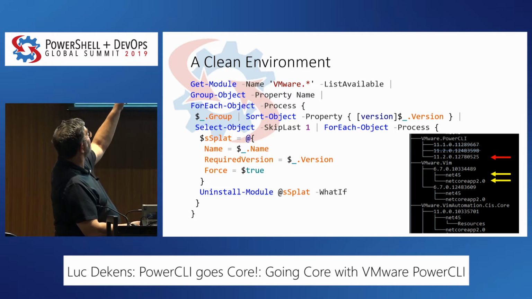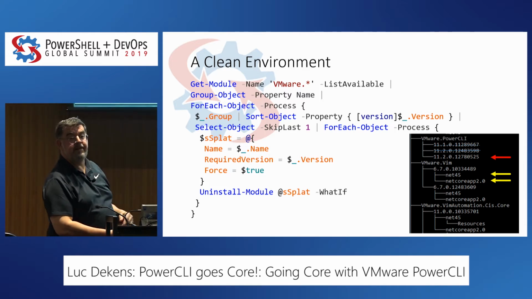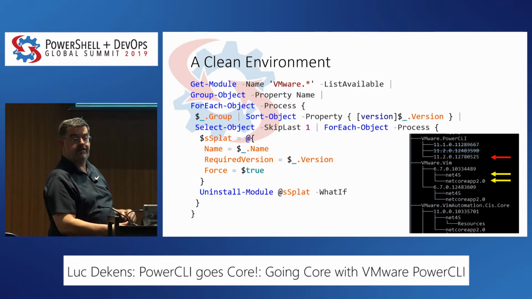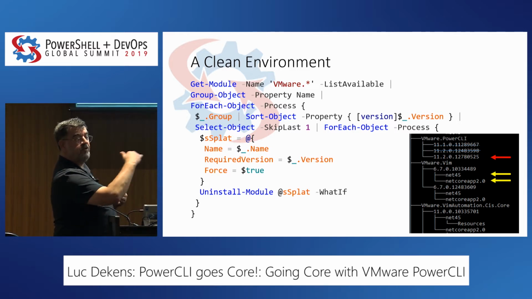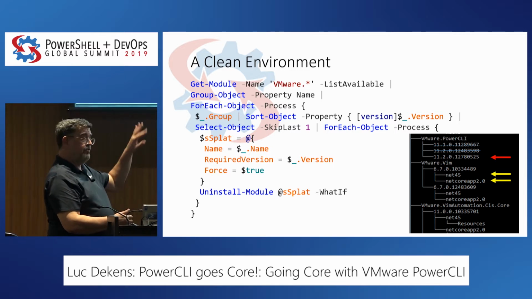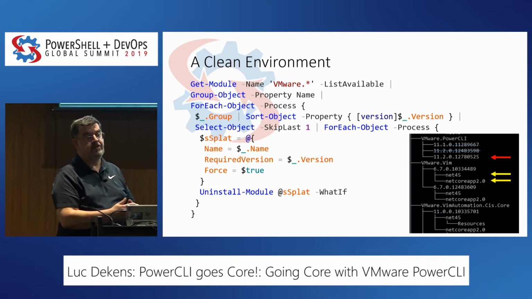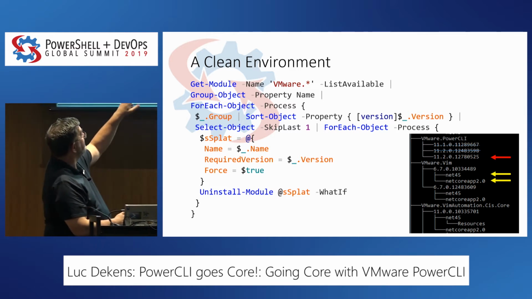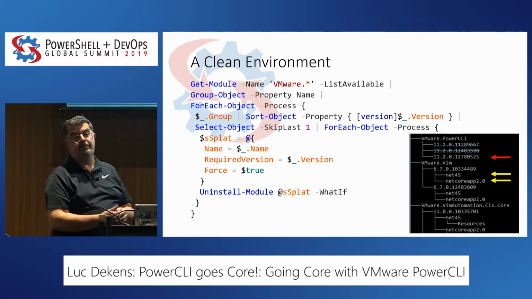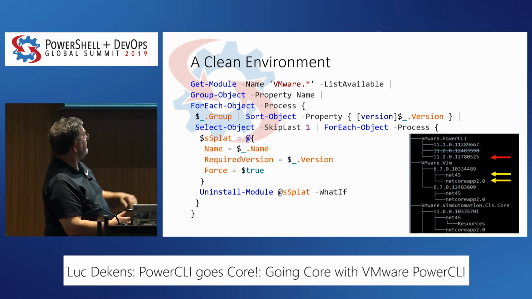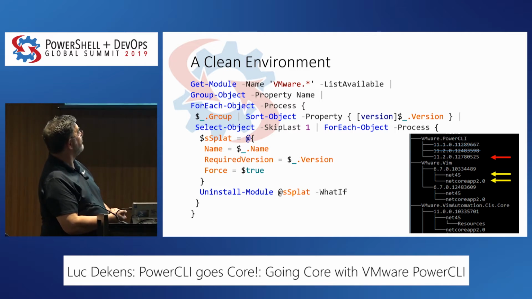By the way, for those of you who don't know, I use splatting here. First of all, then it fits on one page. Otherwise, we would have very long lines. If you're not used to that, that is something that you definitely should be looking at. You can group all your parameters in a hash table and then with the @ sign pass that hash table to the call to the cmdlet.